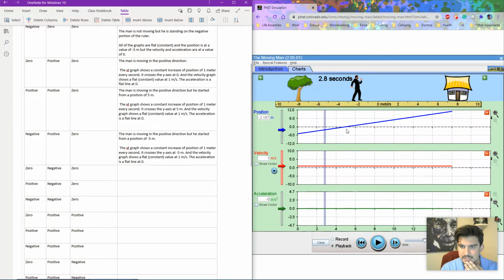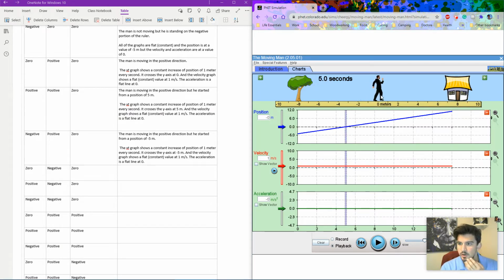But our position graph did cross the 0 point. It crossed the x-axis. All that represents is when our man was at our artificial position of 0 on our ruler. So based on our starting point, at this time, he was right at that position of 0. And it makes sense. He started at -5. 5 seconds later, he would have moved 5 meters. So if he started at -5, he moved positive 5 meters, he should be at a position of 0, which is exactly what we observe here.